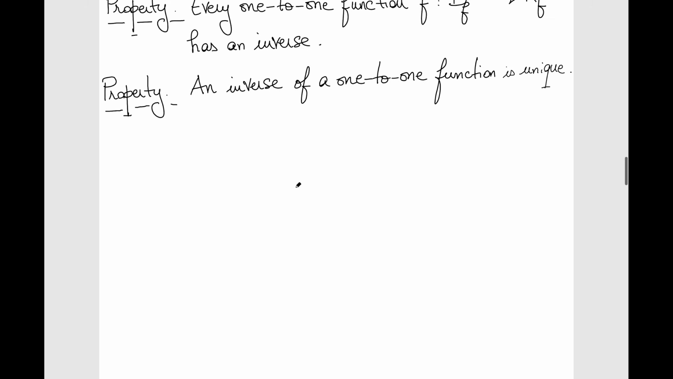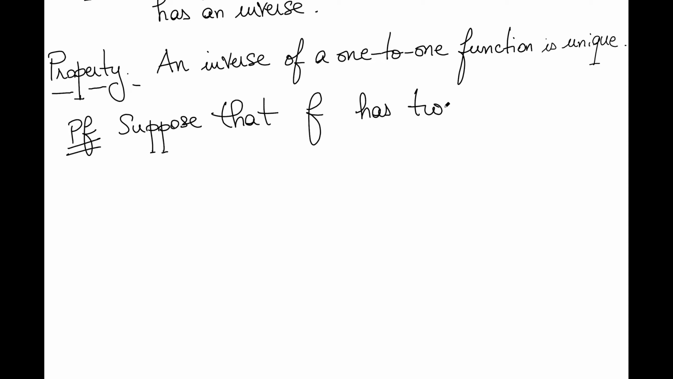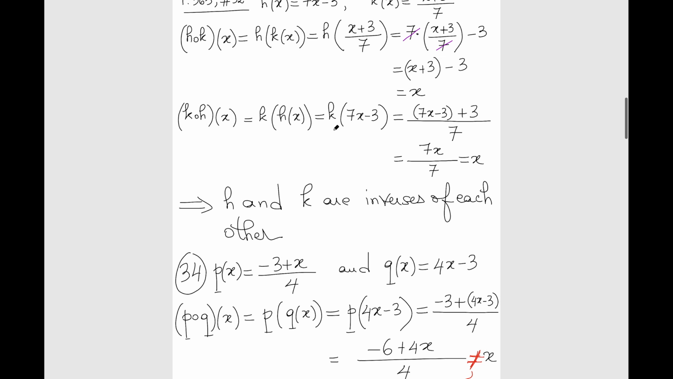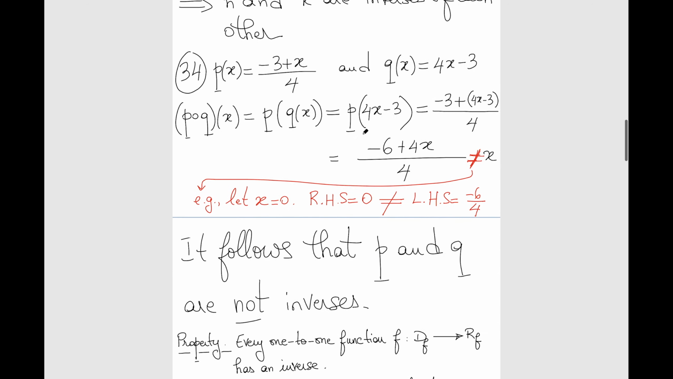Okay, so let's see how the proof goes. So proof of this last property. Suppose that f has two inverses. Let's call them h and g. What does it mean for h to be an inverse of f? Remember, it means that the two conditions 1 and 2 hold. So f composed with h acting at x is x, and h composed with f at x is equal to x. So I'm going to write this down here.